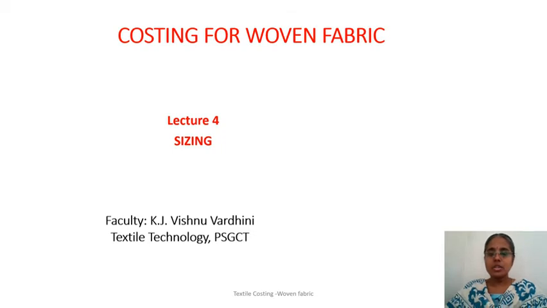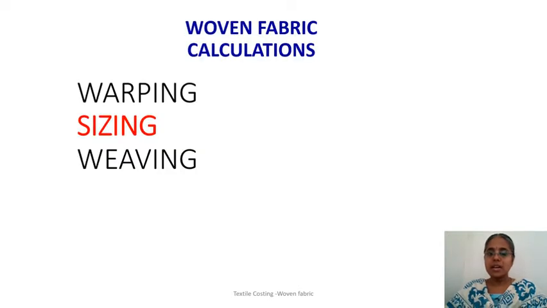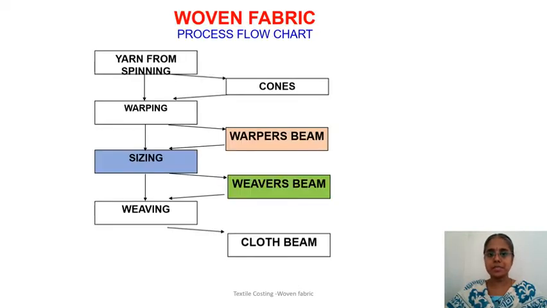Good day to all. Today we are in the fourth lecture in the costing for a woven fabric. In this lecture, we are going to see the sizing cost calculations. In the woven fabric calculations, we have seen warping and, earlier to that, the yarn requirements for the woven fabric, and GSM calculations, crimp calculations. In this lecture, we'll see the sizing cost calculations.